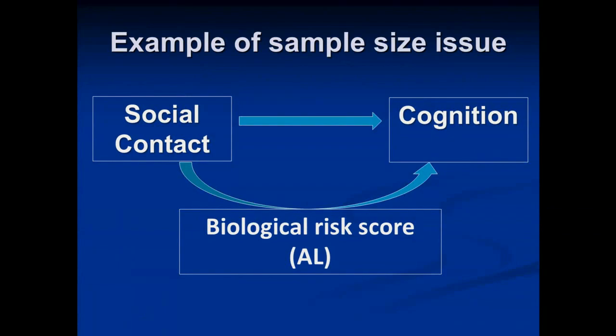If you're picturing a model, how would your stepwise models look? The first model, your outcome is cognition, right? Your exposure is social contacts. That's your predictor. What would you do to test whether allostatic load is on the pathway? Would you run an interaction term? Interaction is different than pathway, right?